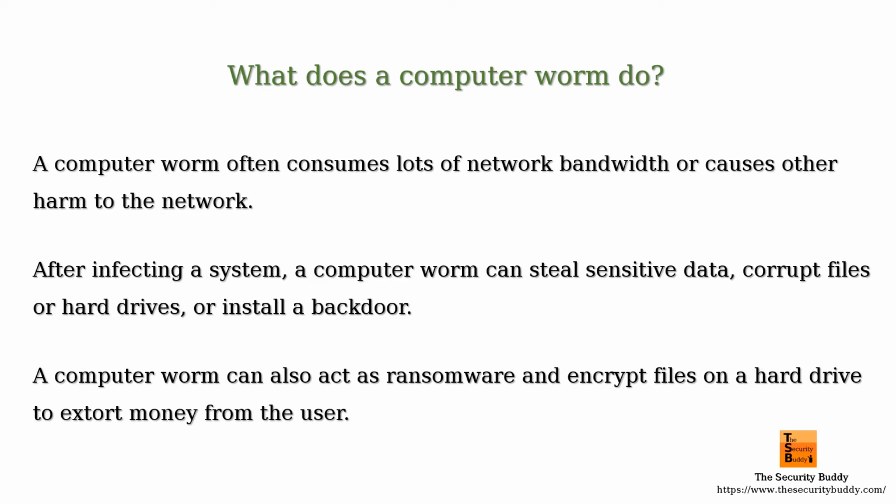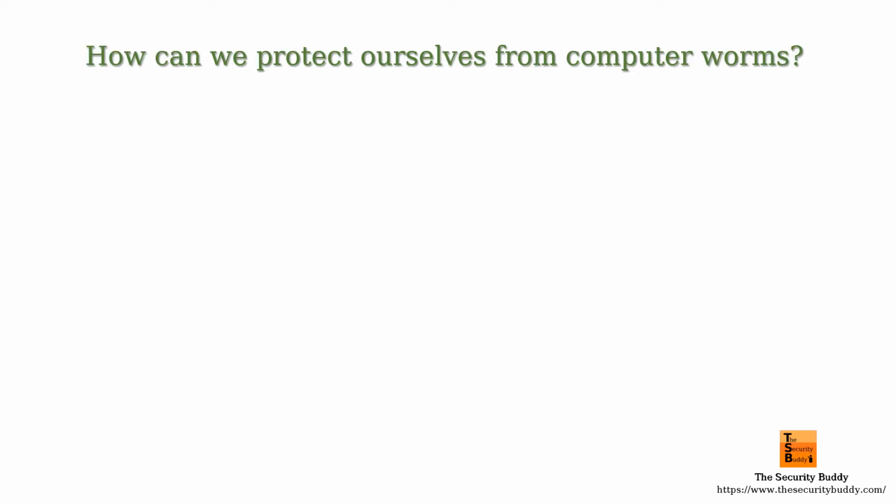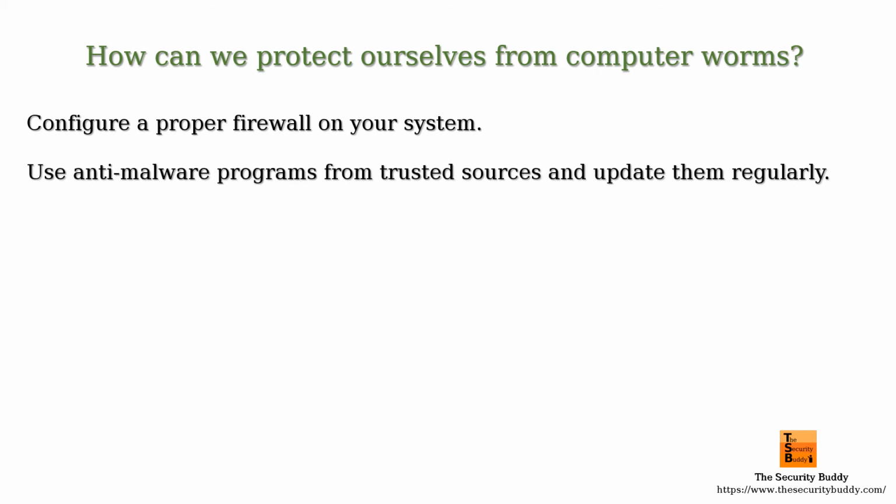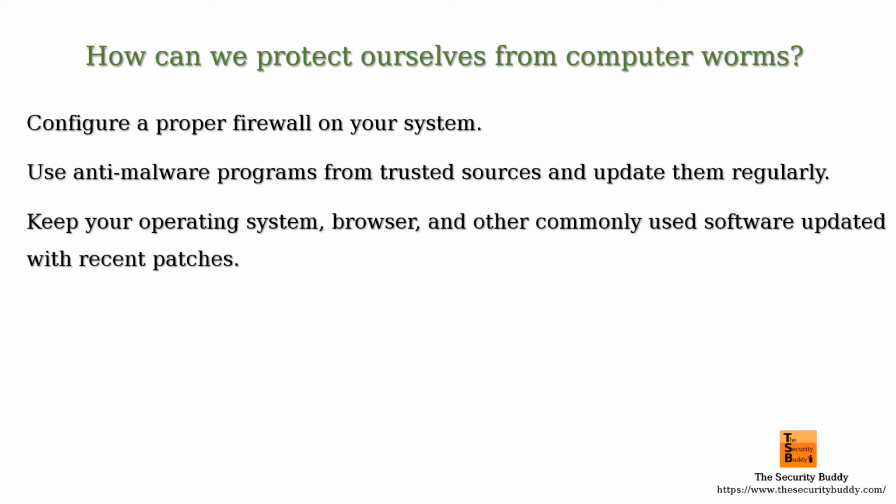So, how can we protect ourselves from computer worms? A couple of pieces of advice always help. Configure a proper firewall on your system. No device should connect to the internet without a proper firewall. Use anti-malware programs from trusted sources and update them regularly. Keep your operating system, browser, and other commonly used software updated with recent patches.